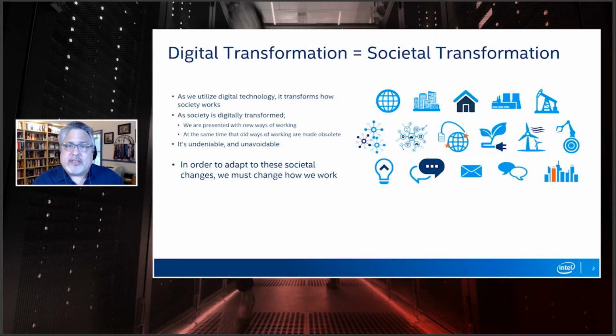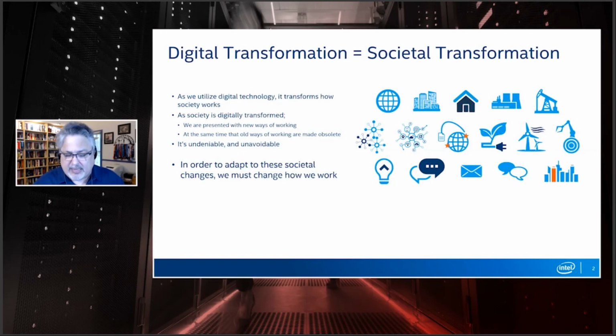And lastly, a point I'd like to make is that digital transformation as a societal function affects every company, every organization. Companies like Intel that I work for must respond to the impacts of digital transformation from a societal perspective, right? We're changing the relationship we have with our customers through the use of this digital technology. You're seeing it happen all over the place. In order to adapt to these societal changes, we have to change how we work.